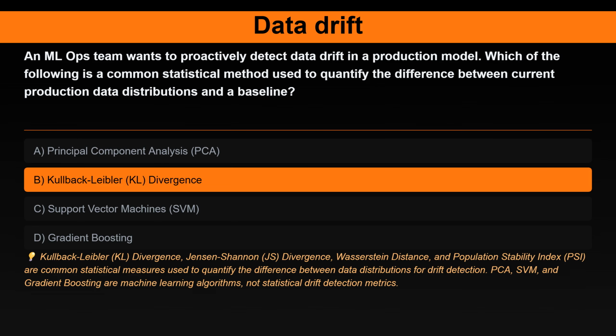The correct answer is Kullback-Leibler, KL, divergence. Here's the explanation. Kullback-Leibler, KL, divergence, Jensen-Shannon, JS, divergence, Wasserstein distance, and population stability index, PSI, are common statistical measures used to quantify the difference between data distributions for drift detection. PCA, SVM, and gradient boosting are machine learning algorithms, not statistical drift detection metrics.